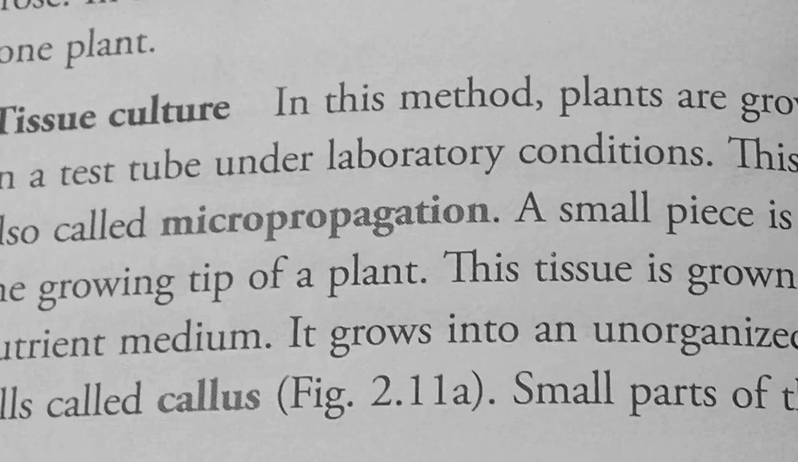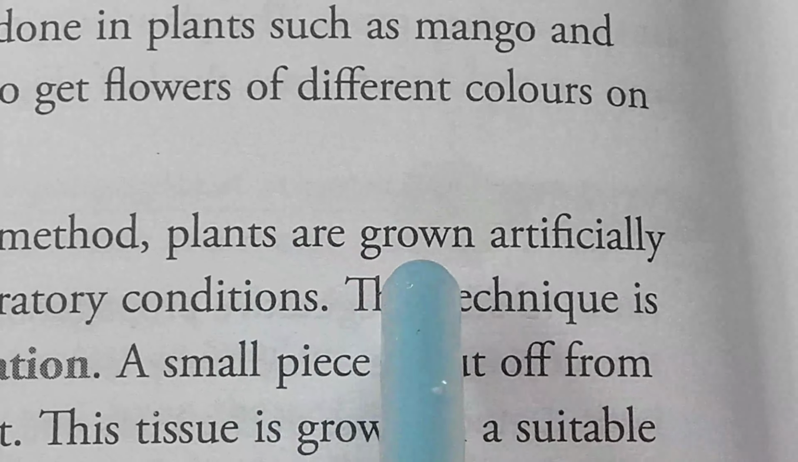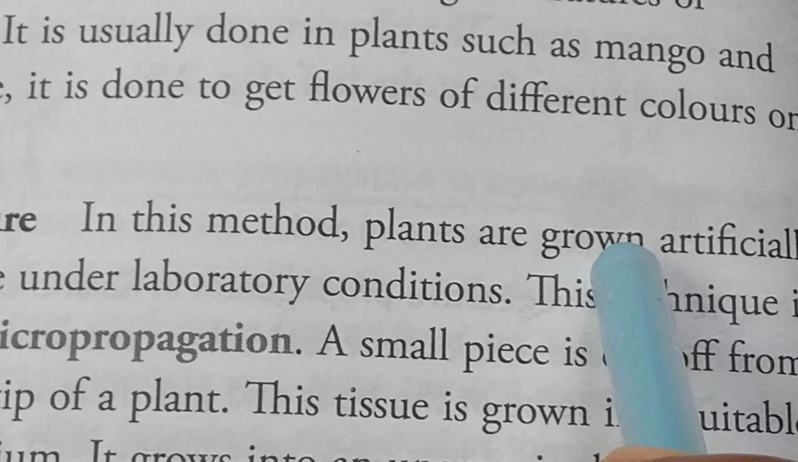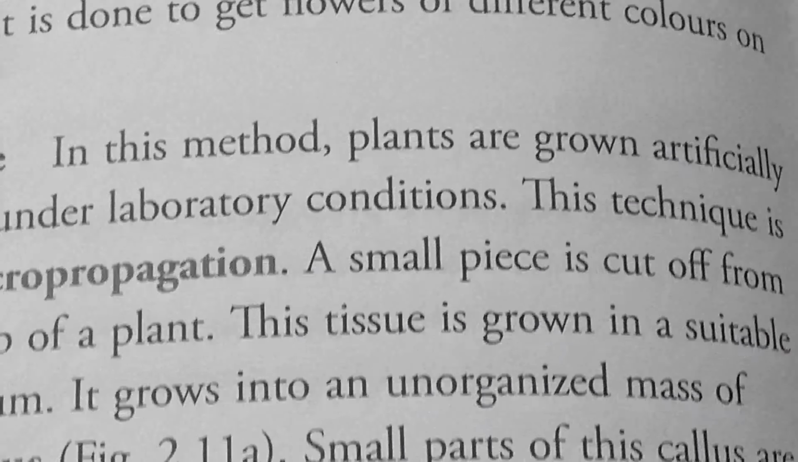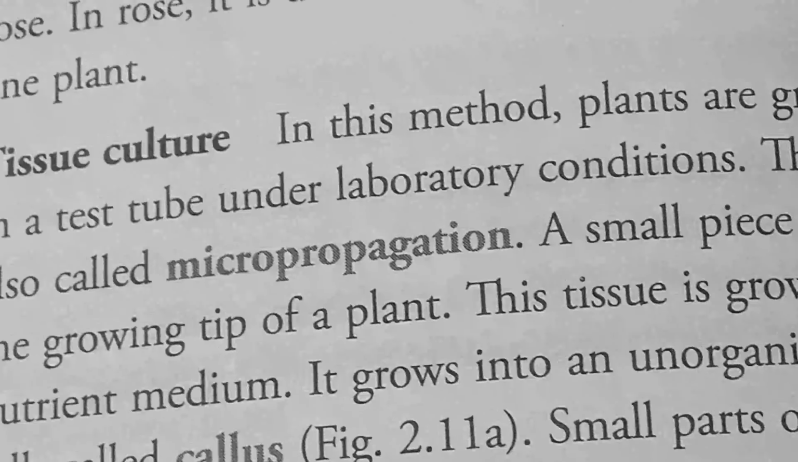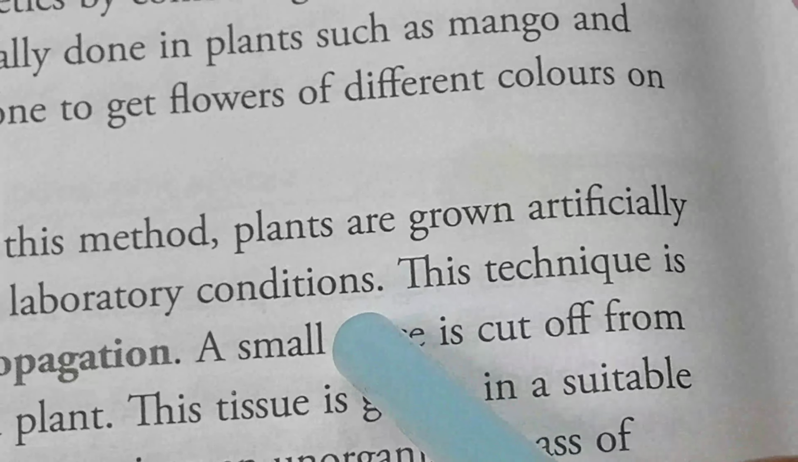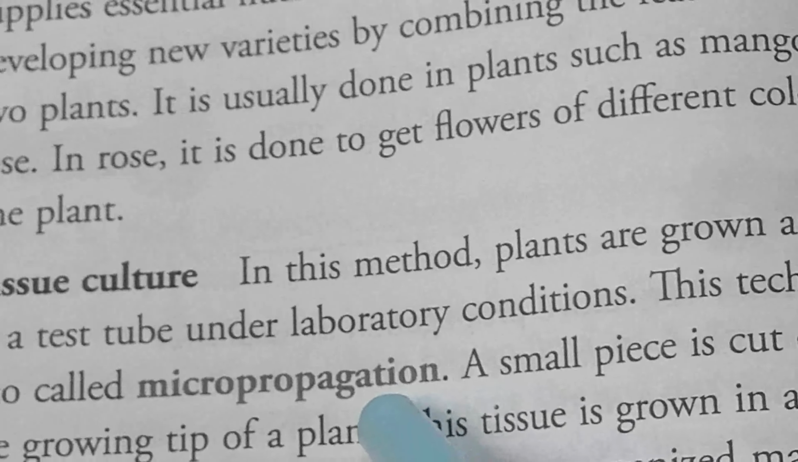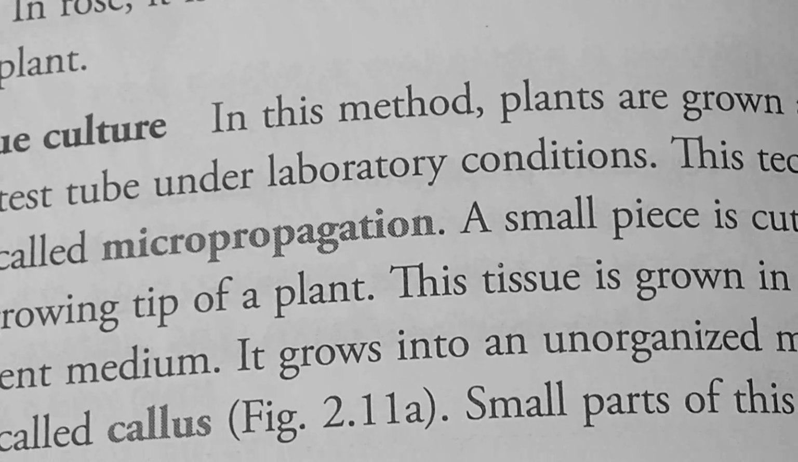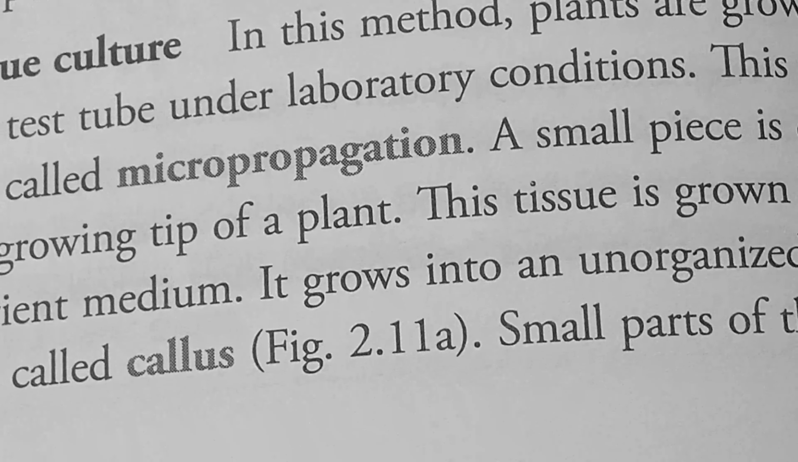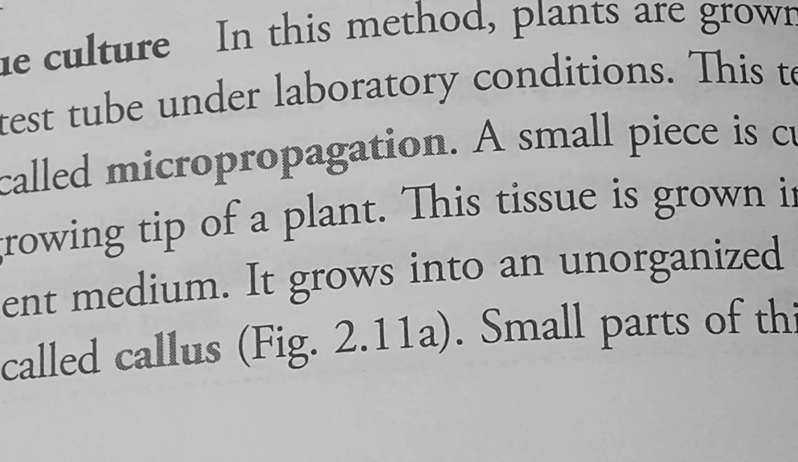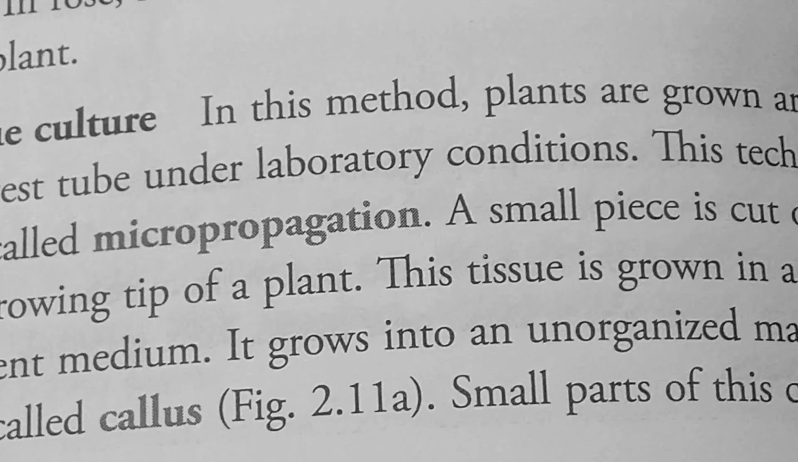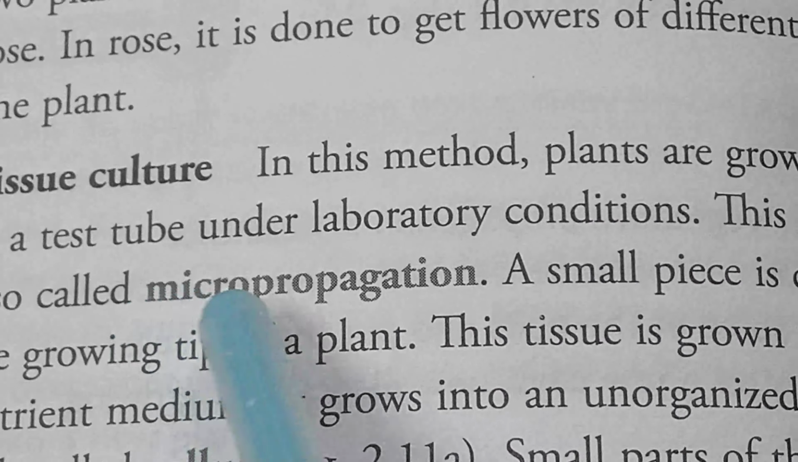Next, tissue culture. In this method plants are grown artificially in a test tube under laboratory condition. So first line is very important. In the tissue culture process, plants are grown artificially in a test tube under laboratory condition. This technique is also called micropropagation. So tissue culture is also known as micropropagation. In this process, basically, new plants are cultured in a test tube under laboratory supervision. That's why this process is also known as micropropagation.